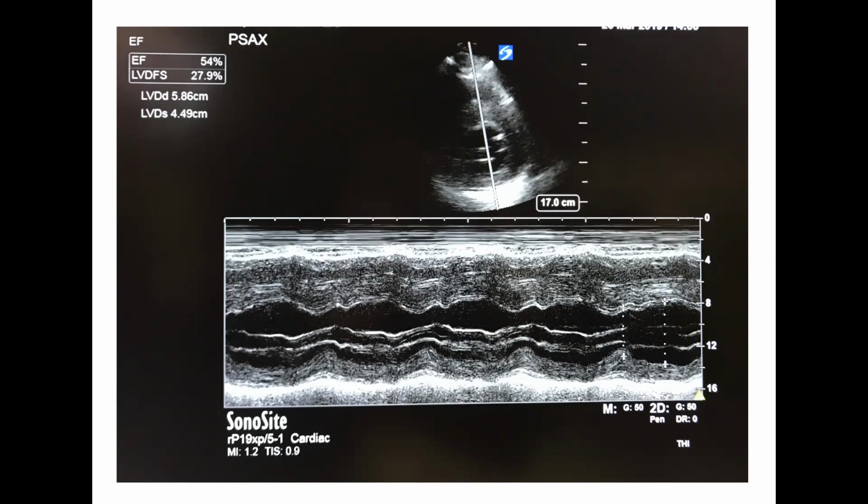If you do it at the level of the mitral valve, just know that that mitral valve annulus is fixed, so you might underestimate ejection fraction, but here our ejection fraction is normal.